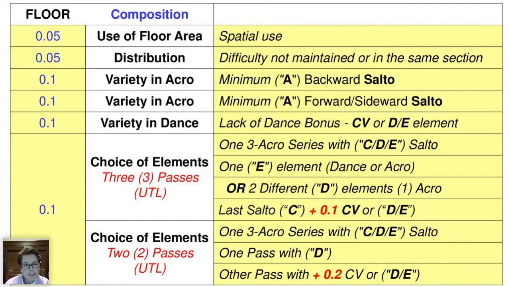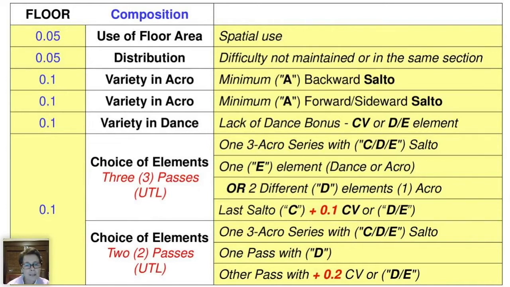For a 3-pass routine, one of your passes must have an E element, either a dance E or an acro E, or have 2 different Ds, one of which needs to be an acro. And the last salto for a 3-pass routine must have a 1/10 connection value or be a D or an E.